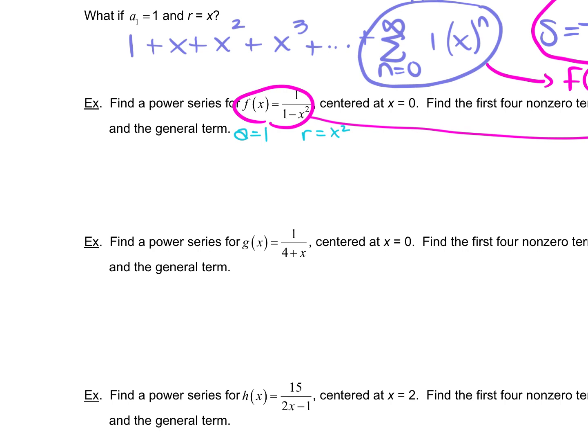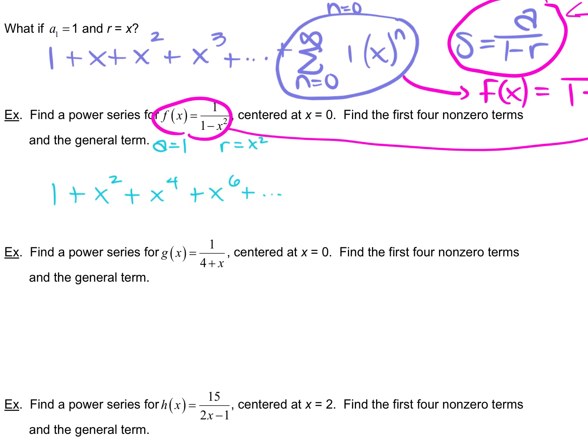So rather than taking a bunch of derivatives and dealing with that Taylor or Maclaurin series polynomial, I can just say, well, I know this is a geometric. So the first term would be 1. The second term would be x squared. The third term would be x to the fourth. It says the first four non-zero terms, so I need one more, x to the sixth plus ... and then write my general term. The general term of this would also fit a geometric, where we can write it as the a out front times x squared to the n power.